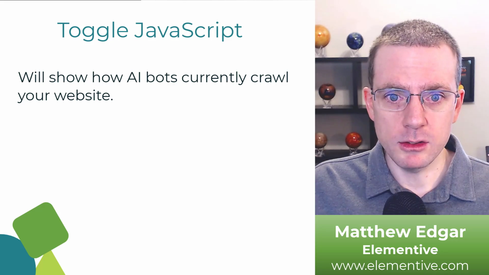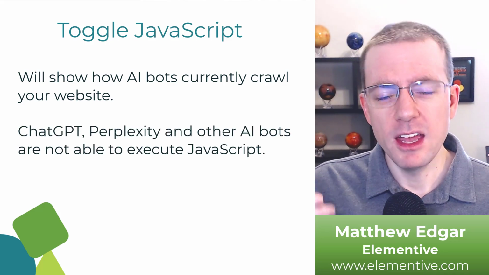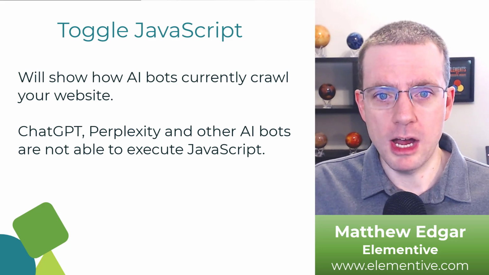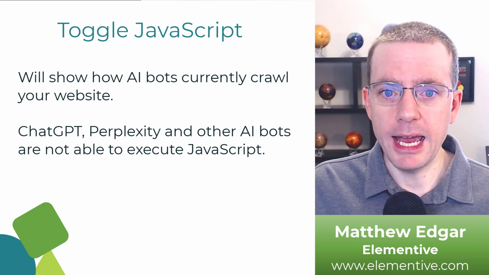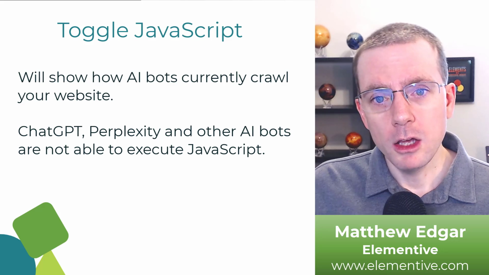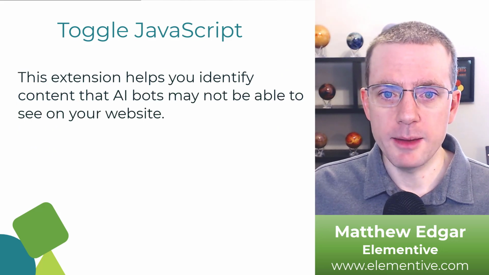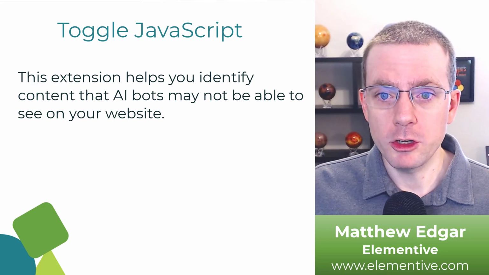Currently, as best as we can tell, OpenAI's bots, Perplexity's bots, and other AI bots aren't able to execute JavaScript on websites. That's likely to change in the future, but for right now, by using Toggle.js and turning JavaScript off completely, you can get a pretty good idea of what AI bots are seeing or not seeing on your website. So let me show you how this works.